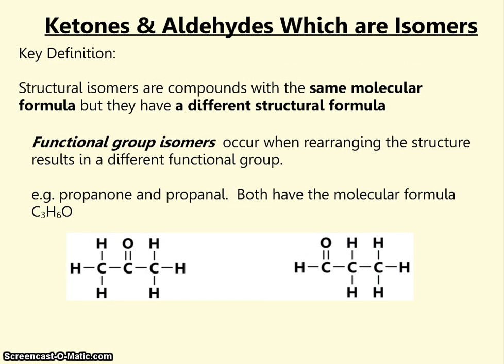Now we come on to functional group isomers. Again, recalling our definition that they are structural isomers of compounds with the same molecular formula but a different structural formula. The most common example that we will encounter is that of ketones and aldehydes. So propanone and propanal both have the molecular formula C3H6O.